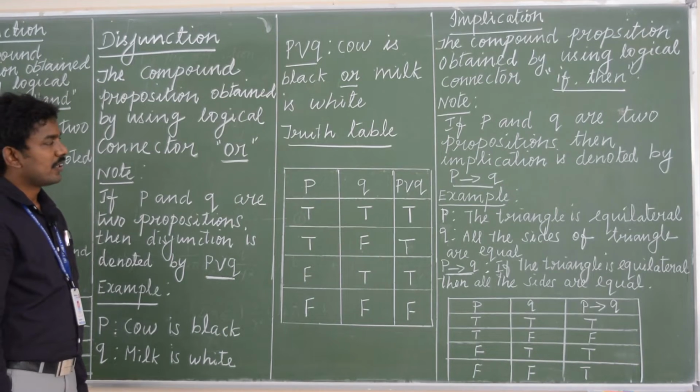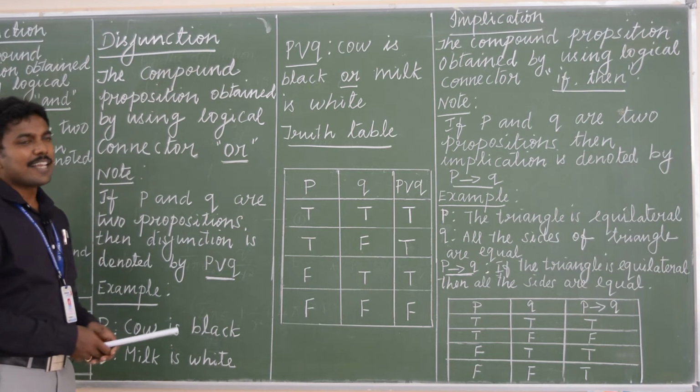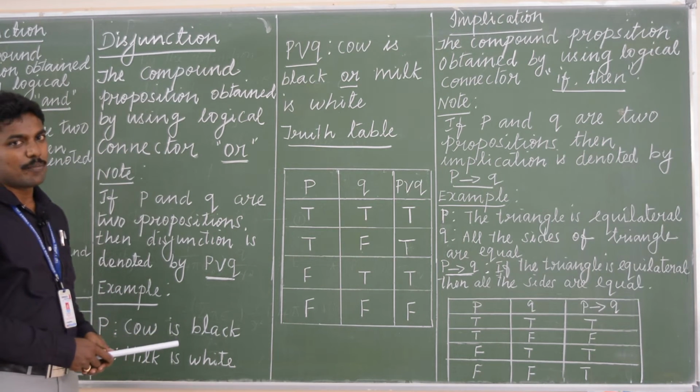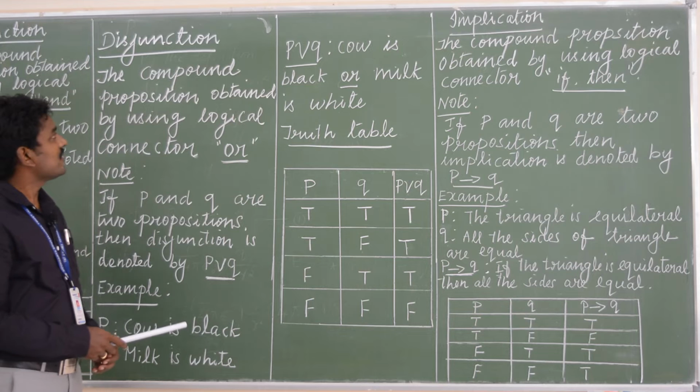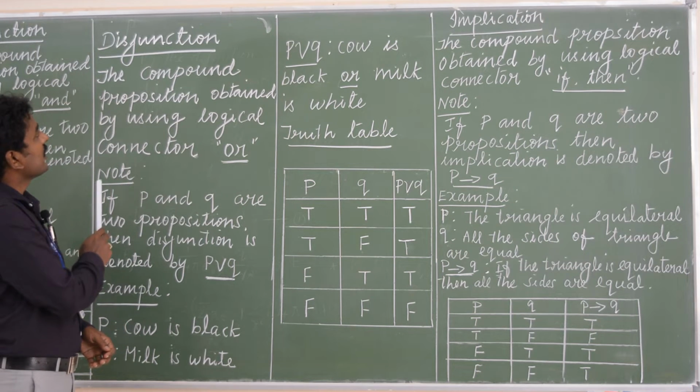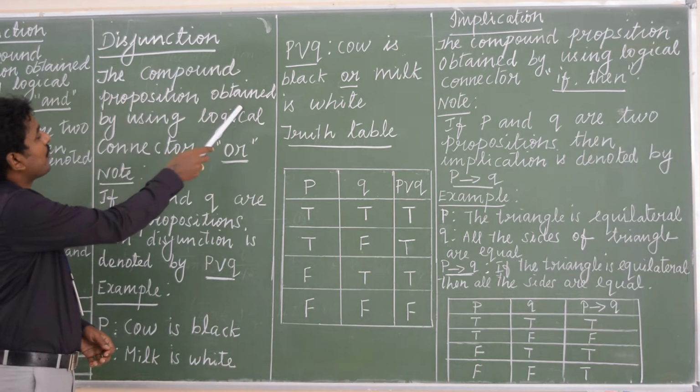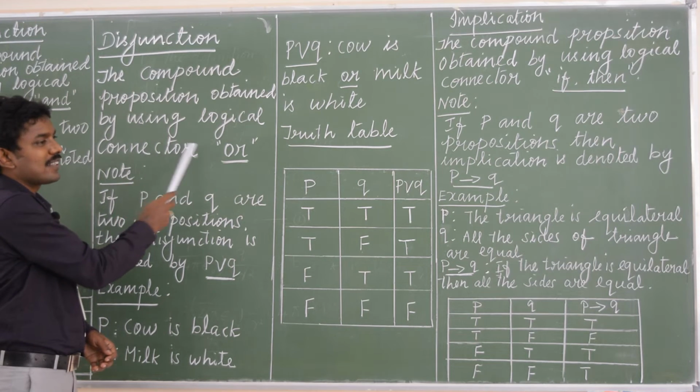So yes, and the next type is disjunction. As the name suggests, disjunction means the compound proposition obtained by using the logical connector or.